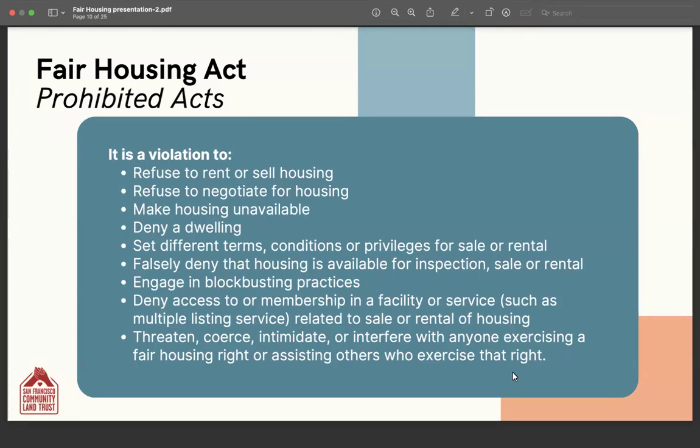It's a violation to engage in blockbusting practices. It's prohibited to deny access to or membership in a facility or service, such as a multiple listing service related to the sale or rental of housing. And then it's also a violation to threaten, coerce, intimidate, or interfere with anyone exercising a fair housing right or assisting others who exercise that right. So these are the ways that the Fair Housing Act sees housing discrimination happen.